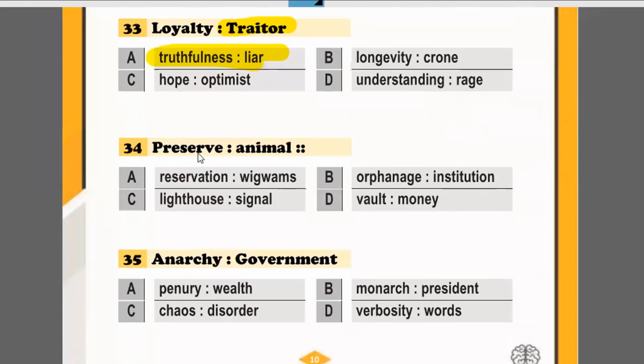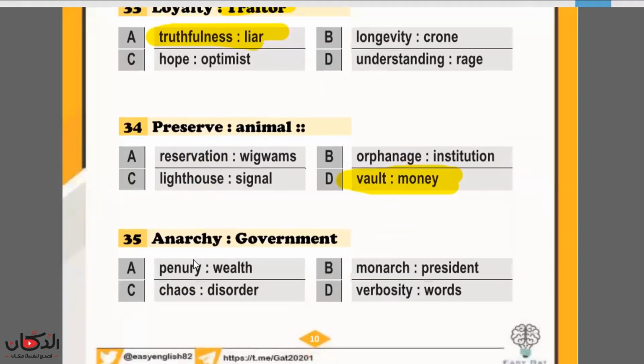Here is a verb, preserve, and an animal. What else? Look for a verb. I think it's D, the only one verb. Yes, it's D, the only verb here. As I told you, sometimes you don't know the meaning, but from the suffix you can know that it's a noun. So all of them are correct nouns. We can choose this. Good. What else? The last one.